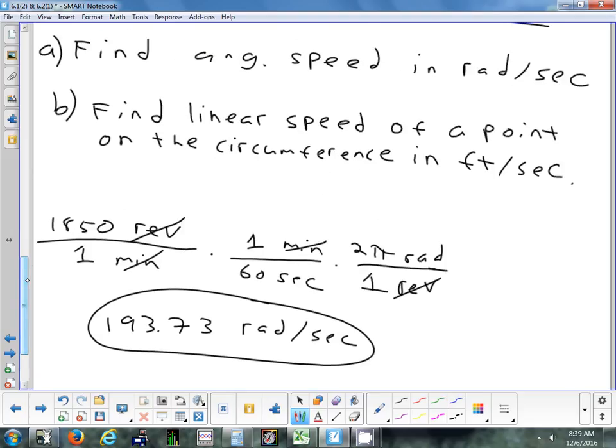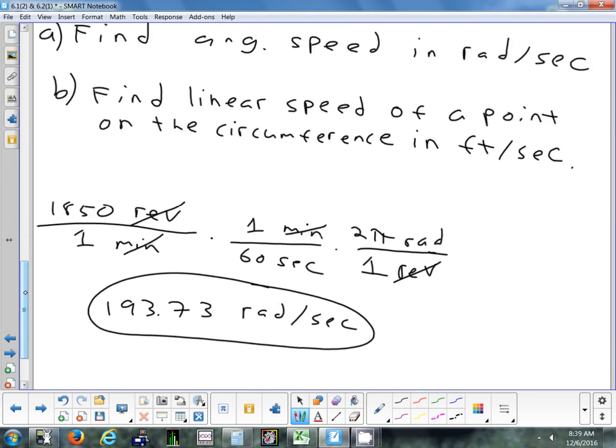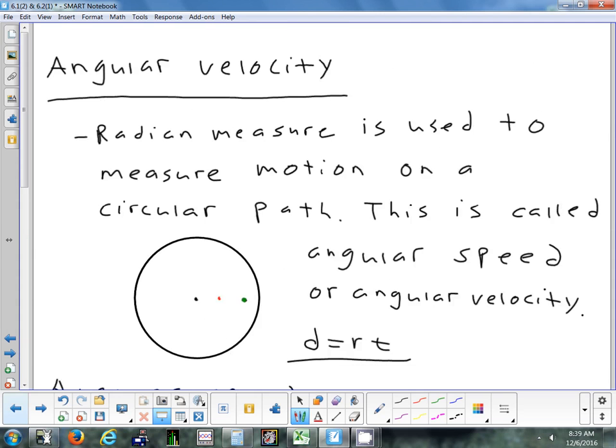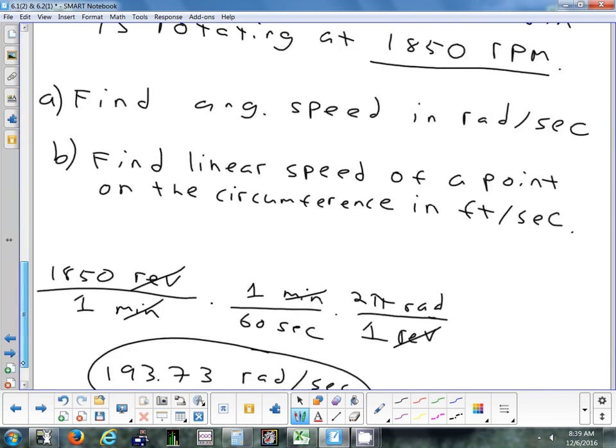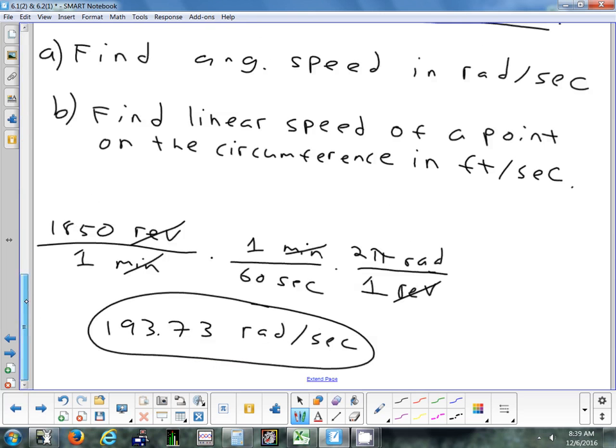All right, now we're going to do part B. Find the linear speed of a point on the circumference of this wheel. So in other words, in that diagram I drew with all the different points on it, I want to find the linear speed of a point that's right on the circumference. Another way to think of this is if this tire was spinning at 1850 RPM and you put it on the ground and it didn't lose any traction at all and it just took off, how fast would the tire be going? That's basically what we're figuring out. So we'll see what happens.